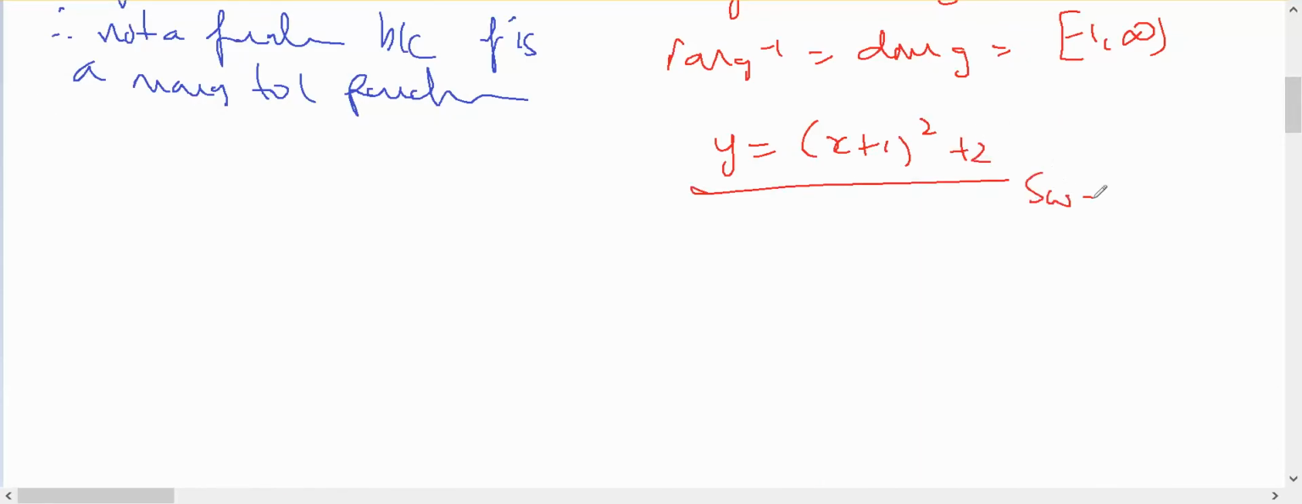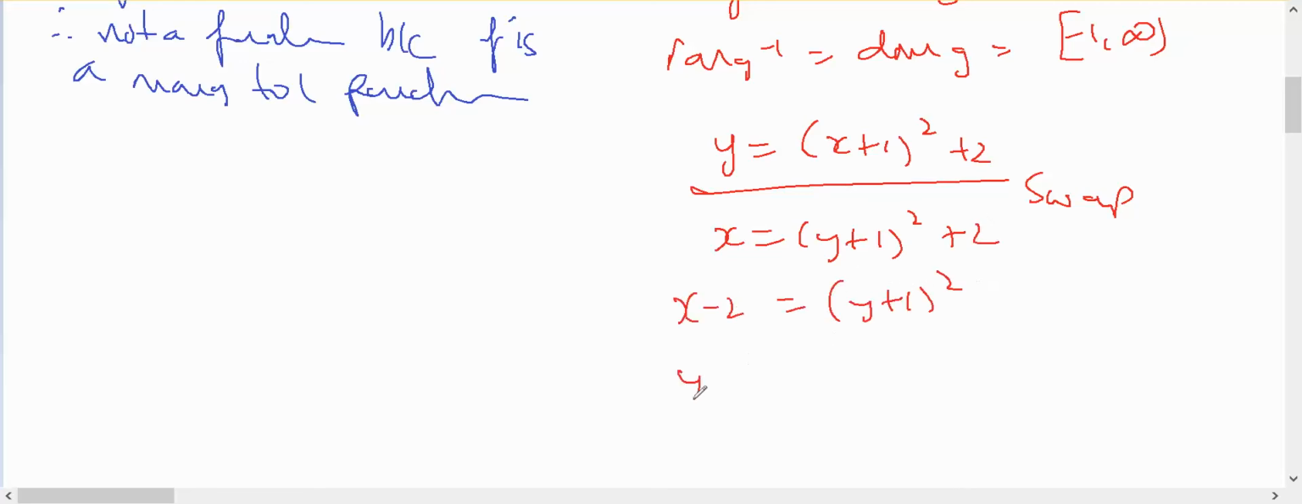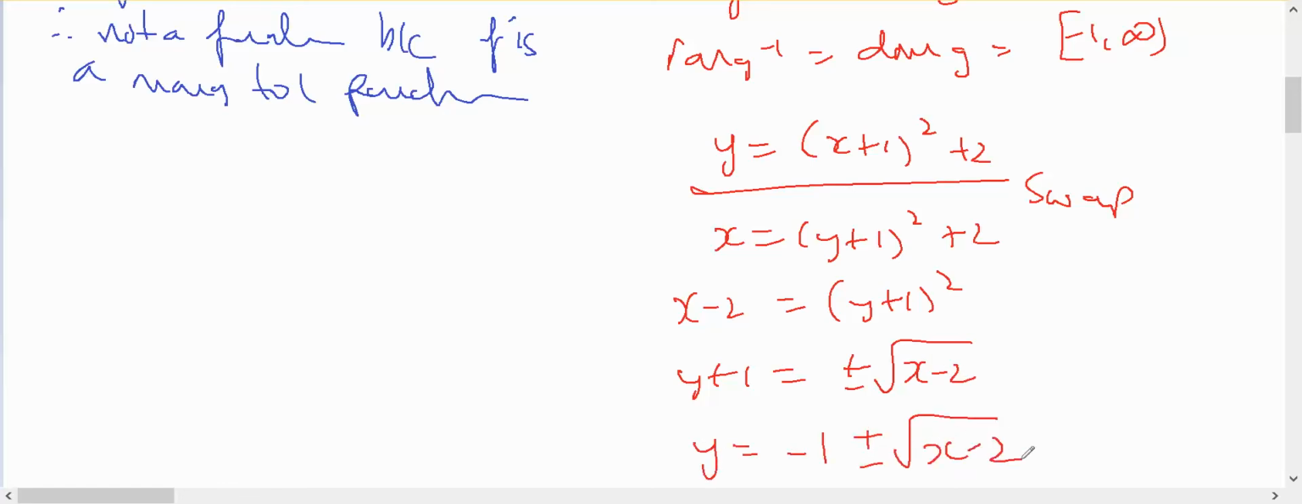And I swap. Therefore, x equals (y plus 1) squared plus 2. x minus 2 equals (y plus 1) squared. y plus 1 equals plus or minus the square root of x minus 2. So y equals -1 plus or minus the square root of x minus 2.